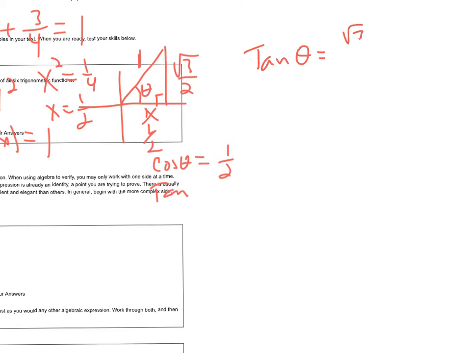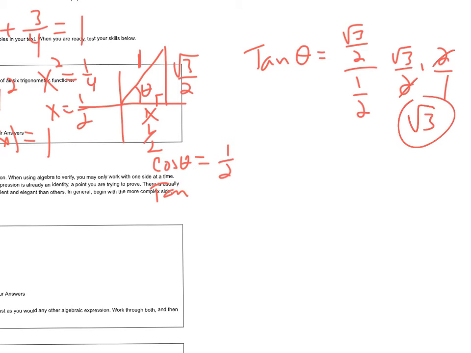So √3/2 divided by 1/2. Well, isn't that the same as √3/2 times 2/1? Remember, when you're dividing fractions, you take the reciprocal of the divisor, sorry, and change it to multiplication. Well, there the 2's cancel out, right? So the tangent's √3.